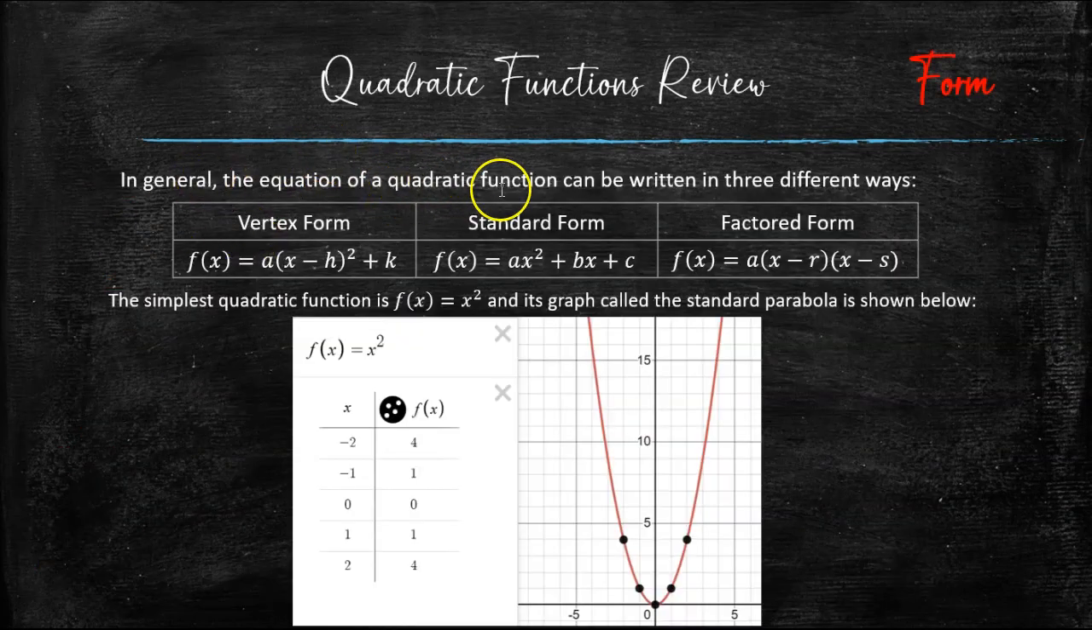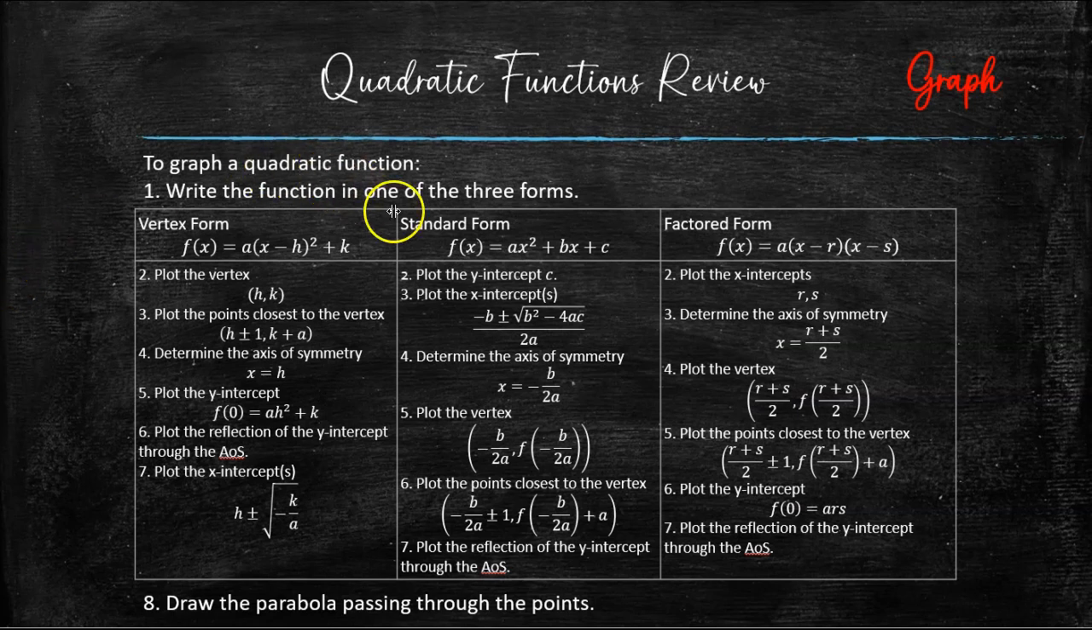You should know that quadratic functions can be written in three different ways: vertex form, standard form, and factored form. And the simplest one is when all of them are equal to 0 and a is equal to 1. And this is called the standard parabola. And its graph can be obtained by simply plotting points.